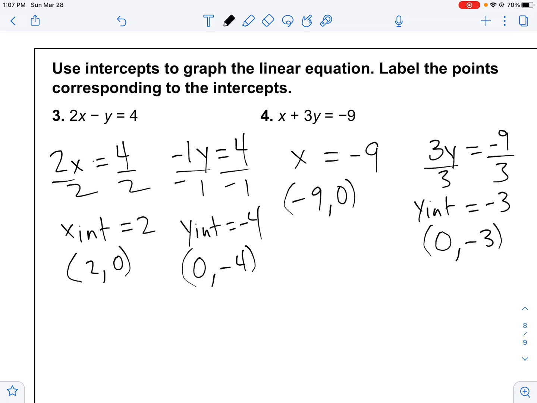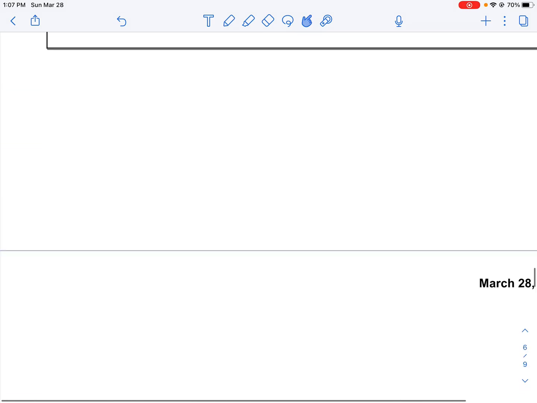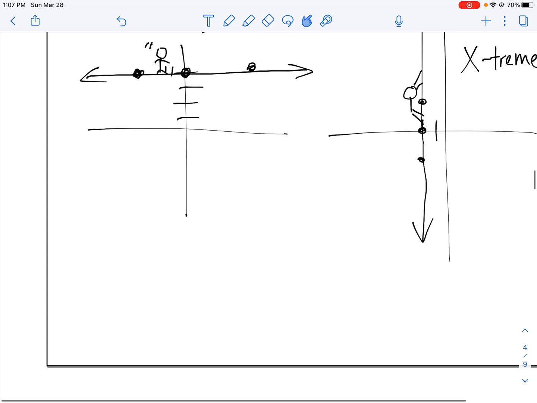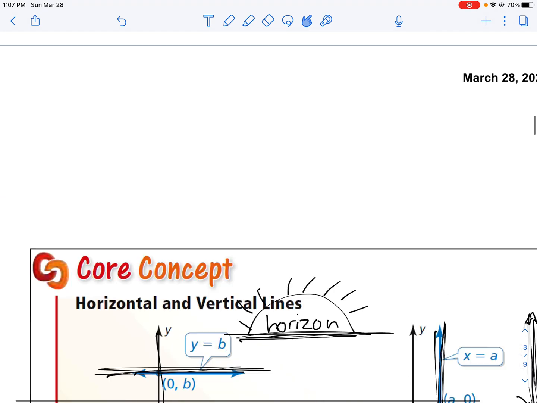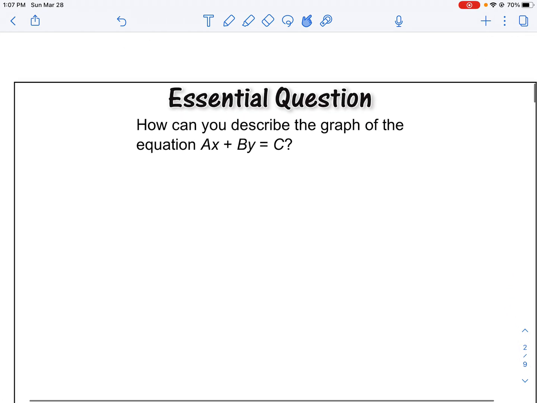All right, there you go. That's kind of the basics of dealing with standard form for now. If you're not sure what standard form is, it's where you have something written as ax plus by equals c. We call this standard form.